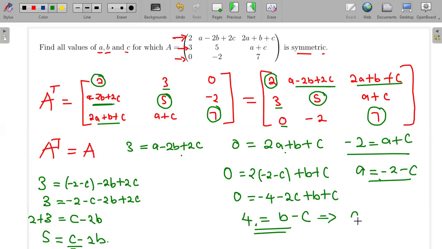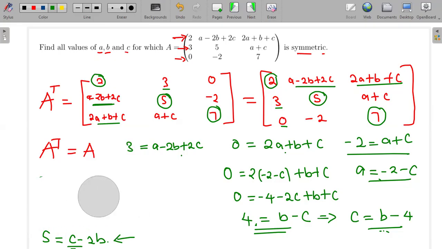So I'll just say c is equal to, so I take this minus c to the other side, then I take the 4 to the other side. So it will be c is equal to b minus 4. So this b minus 4 is what I'm going to substitute into that equation. So let's create some space here. So I'm going to say 5 is equal to, this c here will be b minus 4, and then minus 2b. Okay, so meaning that this will be 5.